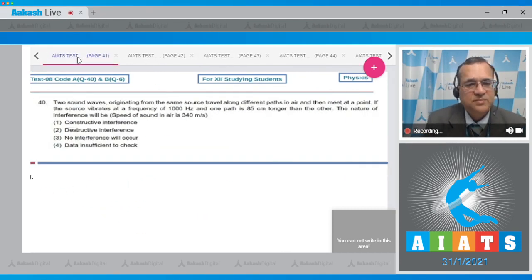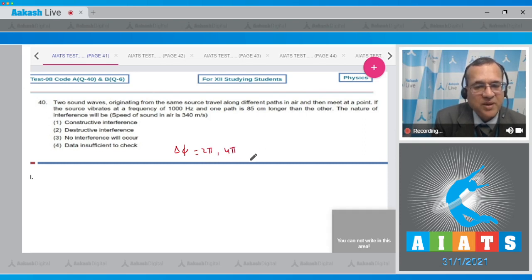Question number 40 says, two sound waves originating from the same source travel along different paths in air and then meet at a point. If the source vibrates at a frequency of 1000 Hz and one path is 85 cm longer than the other, what is the nature of interference? Now, dear student, if the path difference is an odd multiple of lambda by 2, then you will get destructive interference, and if it is a multiple of lambda, you'll get the maximum. Or you know that if the phase difference is equal to 2 pi or any multiple of this, like 0, 2 pi, 4 pi, 6 pi, you get the maxima or constructive interference.